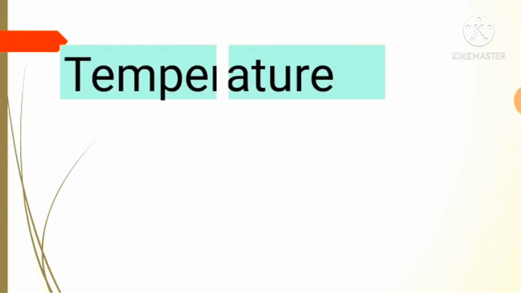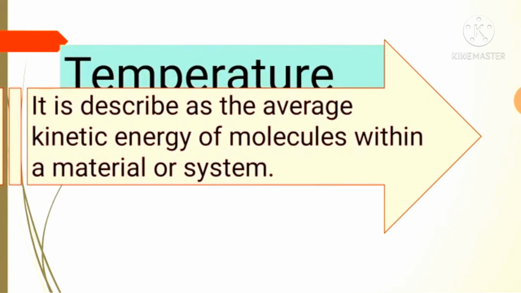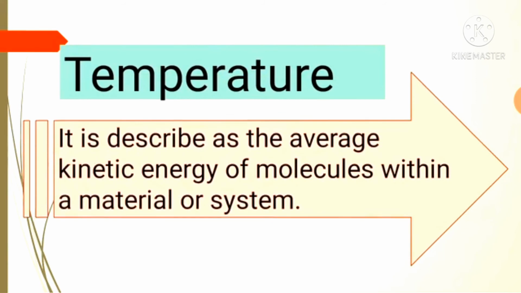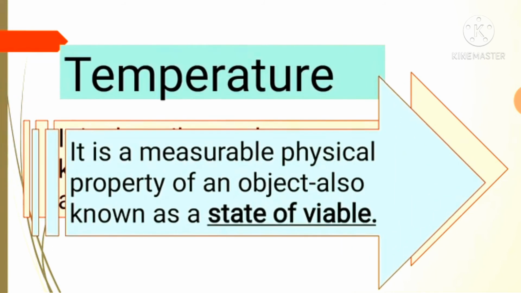So, how about temperature? Do you have any idea what temperature is? We already defined the word heat, so let's now proceed with temperature. It is described as the average kinetic energy of molecules within a material or system. Again, it is the average kinetic energy. I know you have an idea what kinetic energy is. It is a measurable physical property of an object, also known as a state variable.